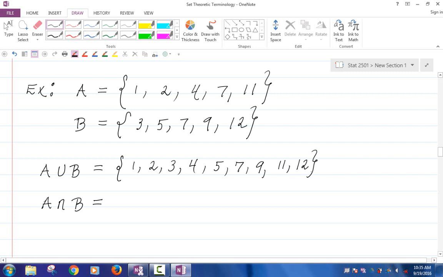Right? What is the intersection? The intersection consists of the elements that belong to both A and B, right? So what elements belong to both A and B? 7. Is everybody okay with that?